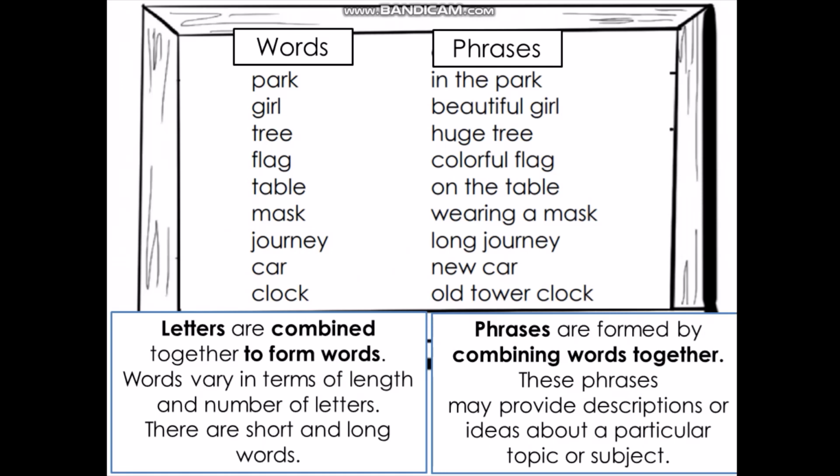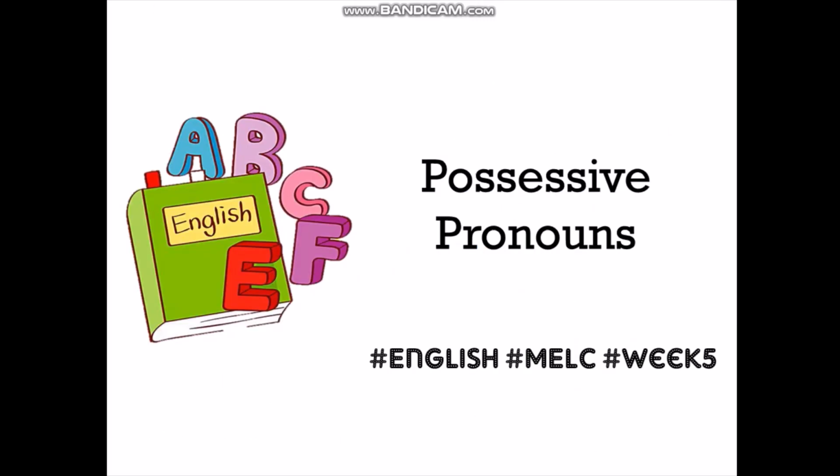In the park, beautiful girl, huge tree, colorful flag, on the table, wearing a mask, long journey, new car, old tower clock. Now, your turn to read the phrases. Very good. So now let's have possessive pronouns.